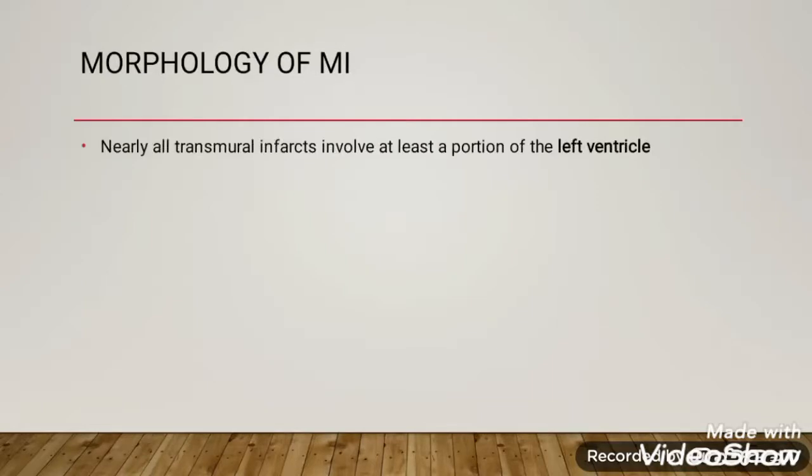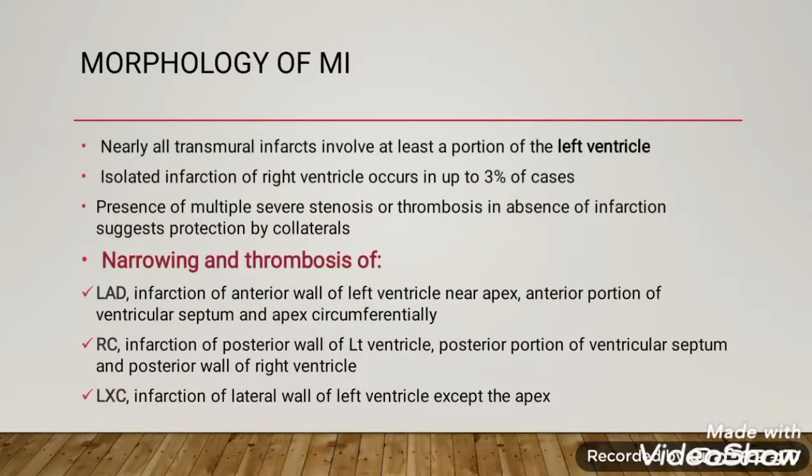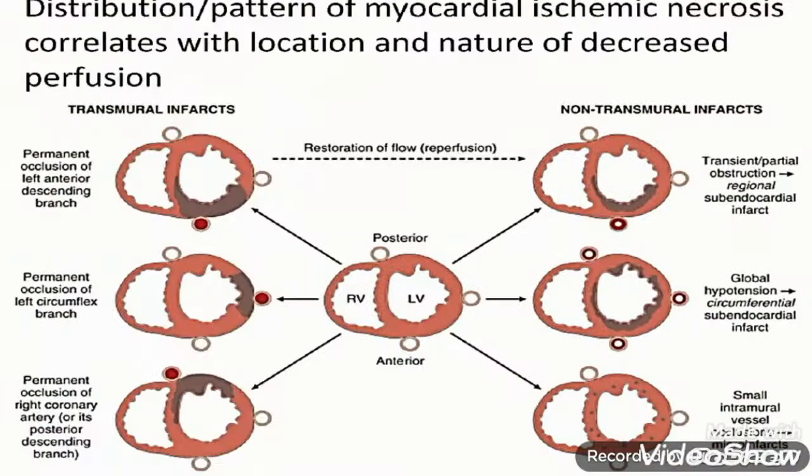Now, the morphology of MI. Nearly all transmural infarctions involve at least a portion of the left ventricle, while isolated infarction of the right ventricle occurs in up to 3% of the cases, and the presence of multiple severe stenoses or thrombosis in the absence of infarction suggests protection by collaterals. This picture will demonstrate the pattern of distribution of myocardial ischemic necrosis with location and nature of decreased perfusion.